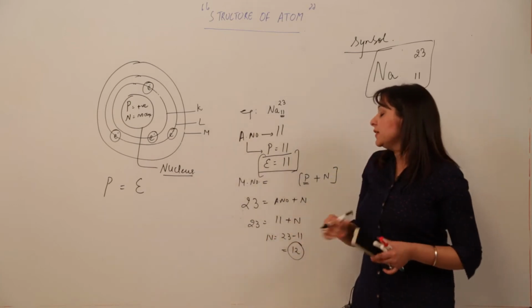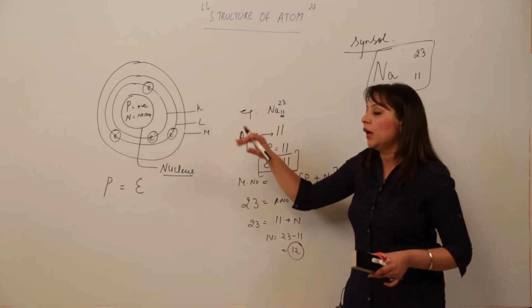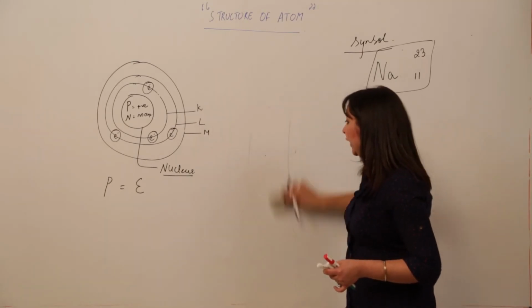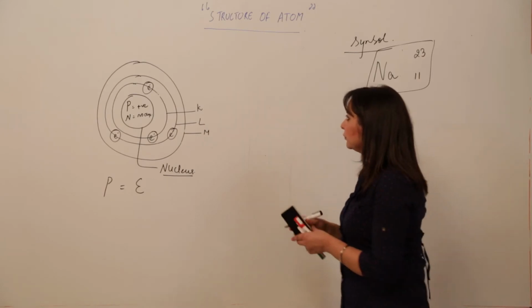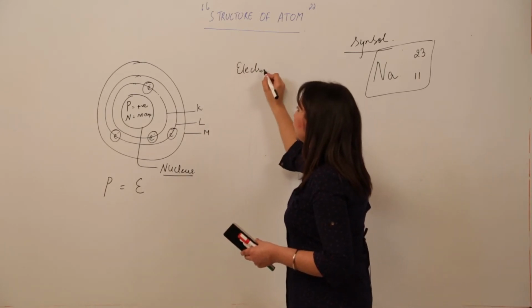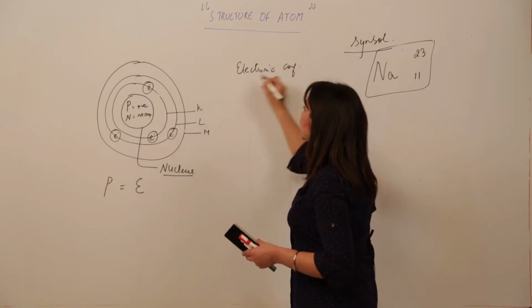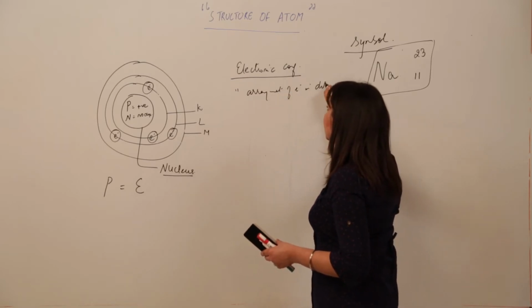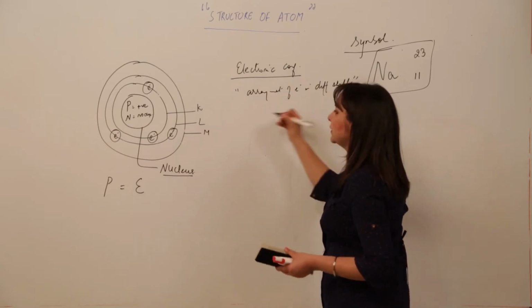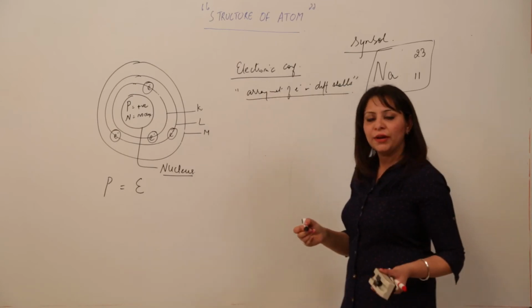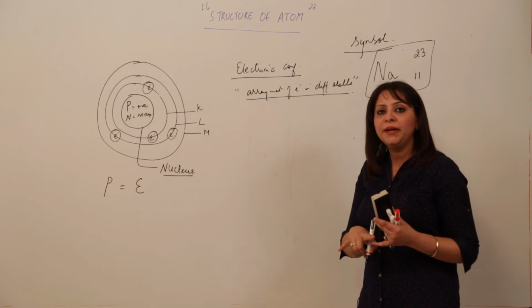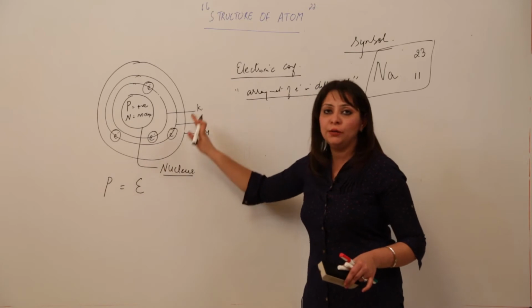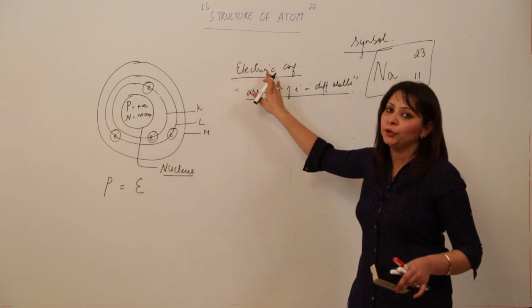So the question is this: how are electrons arranged around the atom? We get this information from electronic configuration. So what is electronic configuration? Electronic configuration is the arrangement of electrons in different shells, or we can say orbits as well, or energy levels, any term we can use. Keep in mind, shell, orbit, energy level is one and the same thing. So how the electrons are arranged around an atom is given by electronic configuration.